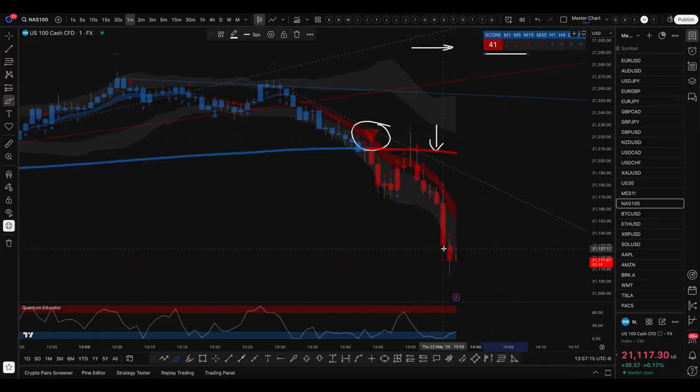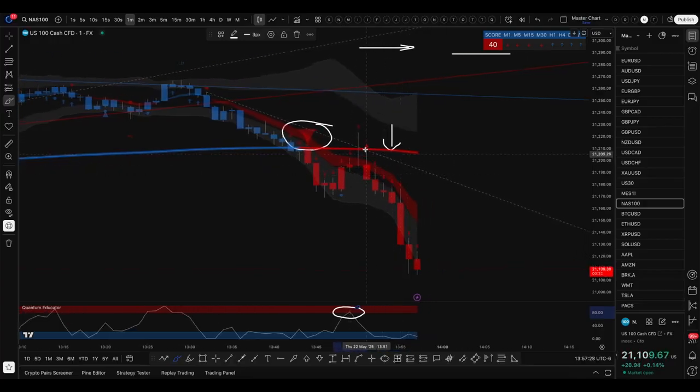Our first opportunity presented itself when our quantum oscillator came into the upper red zone of the oscillator. From that point moving forward, we can then identify a potential trade entry by simply waiting for a dot, which occurred in this example on this candlestick right there.